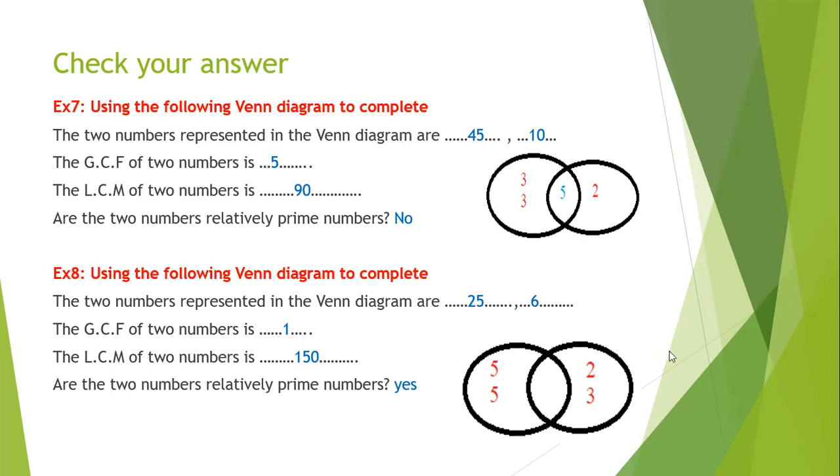LCM, multiply all of these numbers. 5 times 5 is 25. Then multiply by 6, or multiply by 2 first, then 3, equals 120. Are the two numbers relatively prime numbers? Yes. Why? Because the GCF equals 1.